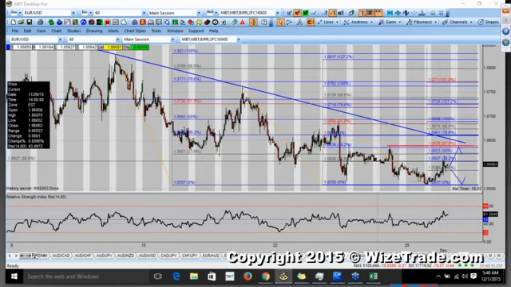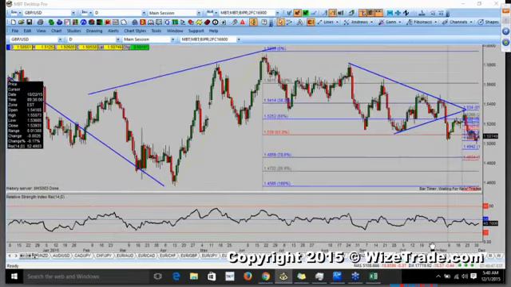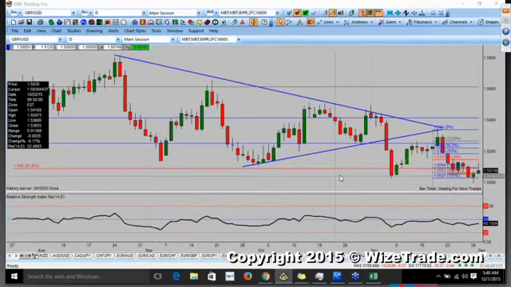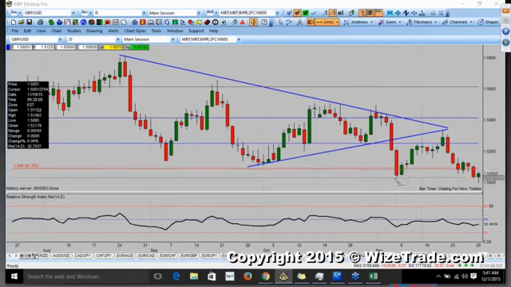Okay, all right, let's go over to the cable. Now the pound. So the pound yesterday, let me go back to yesterday's candle. Okay, yesterday we created, here, let's remove that for a second. We created a false breakdown and a hammer. Okay, do you see that?